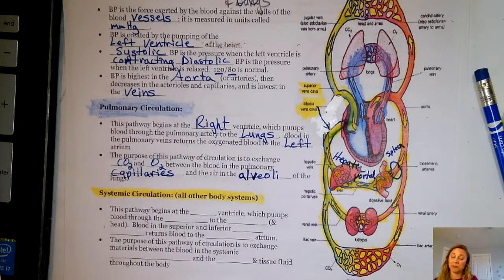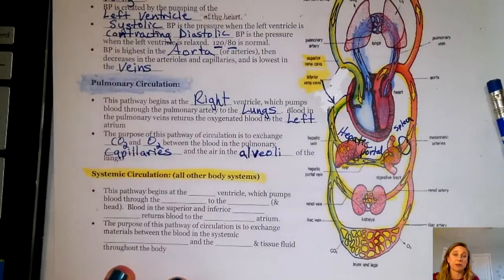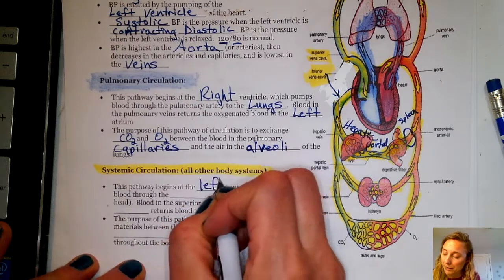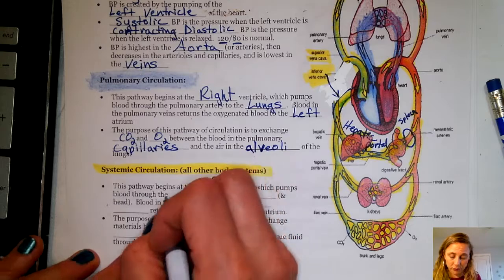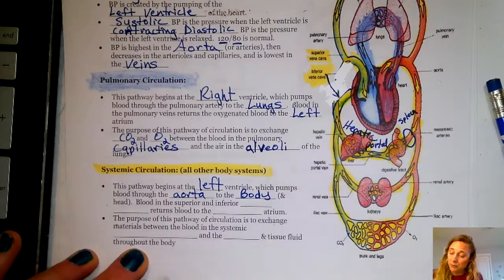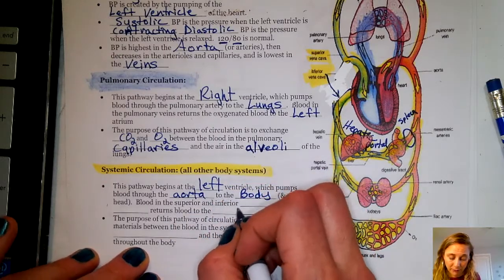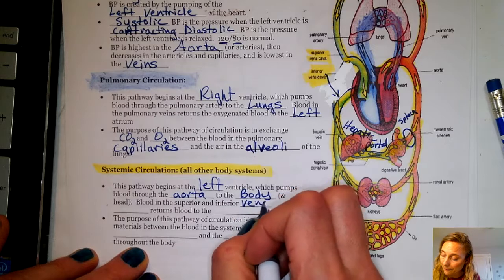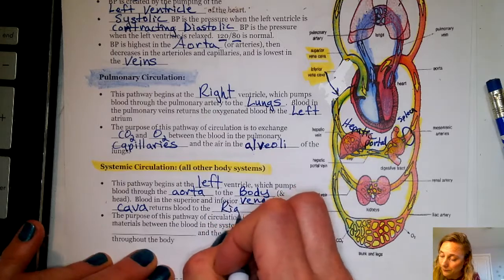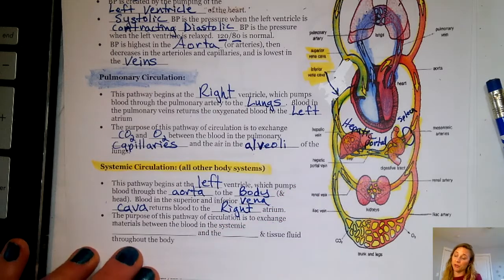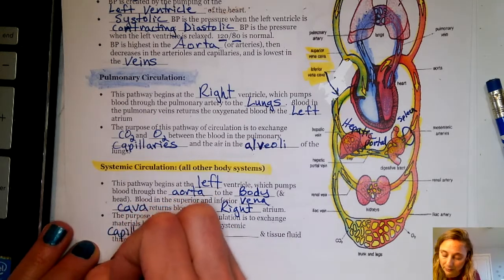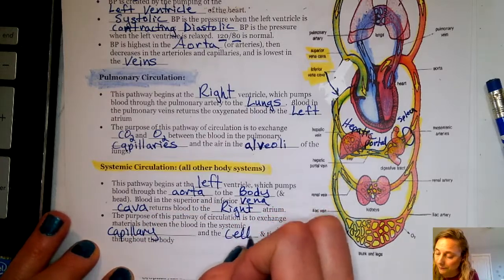This pathway, the pathway of the systemic circulation, we talked about to all of the body systems. It began at the left ventricle, right where the blood left the heart, which pumps blood to the aorta and the rest of the body and head. The blood in the superior and inferior vena cava then returns the blood to the right atrium, right? Not directly to each other, but directly to the right atrium. The purpose of the pathway of circulation is to exchange materials between the blood in the systemic capillaries and the cells and tissue fluid throughout the body. Cool.